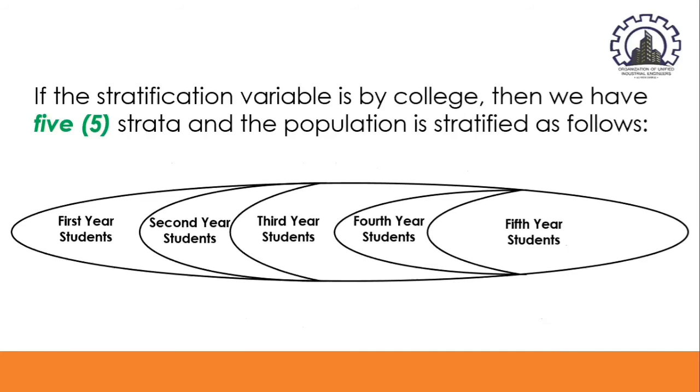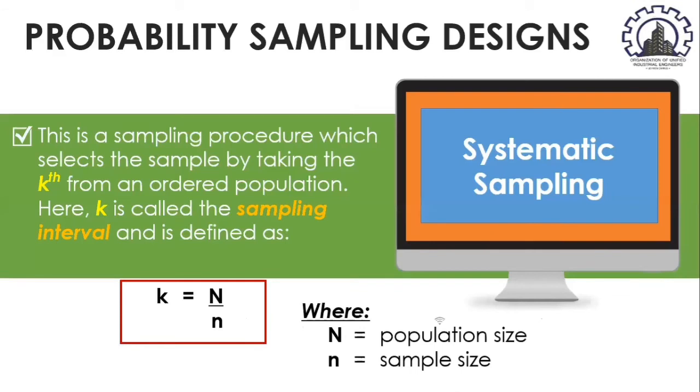Another type of probability sampling technique is systematic sampling. Systematic sampling is a sampling procedure which selects the sample by taking every kth unit from an ordered population. Here, k is called your sampling interval, and it is defined as k equals capital N over small n, where capital N refers to your population size and small n refers to your sample size.